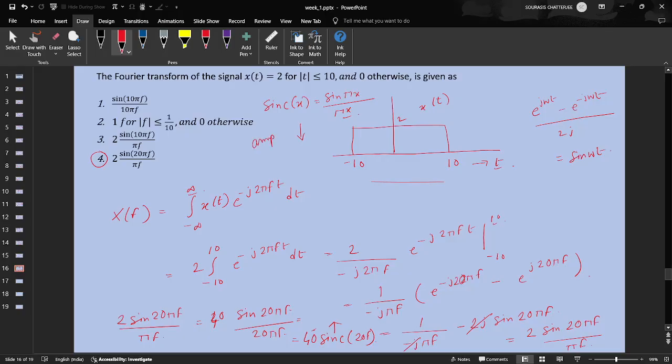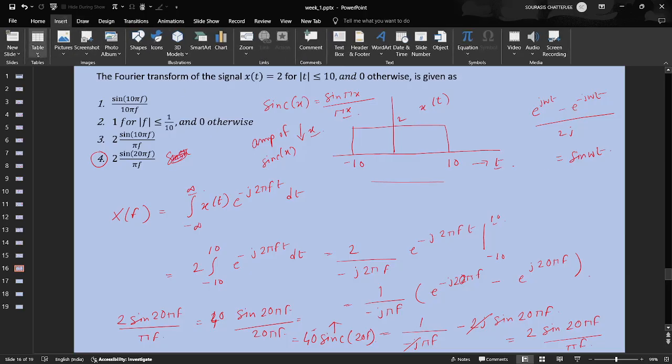The amplitude of the sinc function also goes down with x. So apart from that, it is quite close to the sine function, and it has one more property. Let me introduce a new slide here.